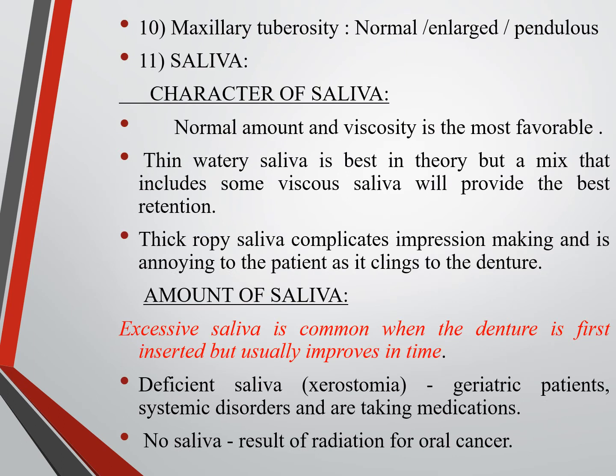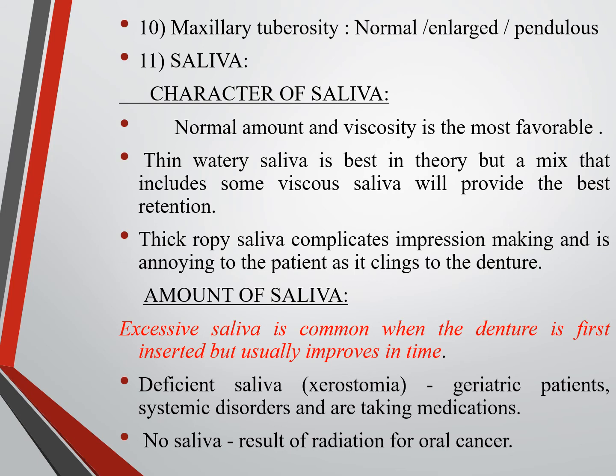Next, looking at the maxillary tuberosity. You have to see whether the tuberosity area is normal, whether there is any enlargement, or any soft tissue enlargement, or whether it is abnormally enlarged, something like a hypertrophy or a pendulous kind of maxillary tuberosity. If it is abnormally large, then you might require a surgical intervention, because it might interfere with the denture and might cause frequent dislodgement of the denture.